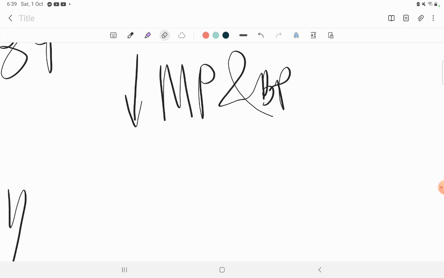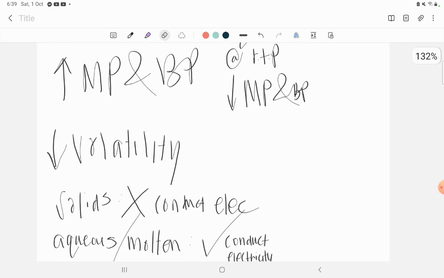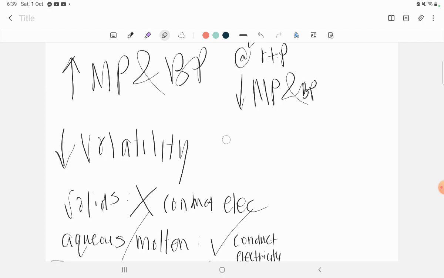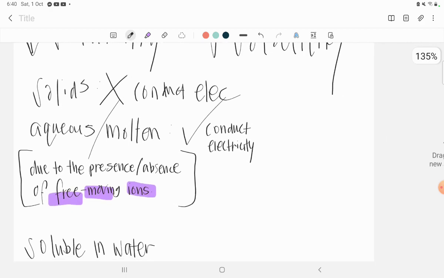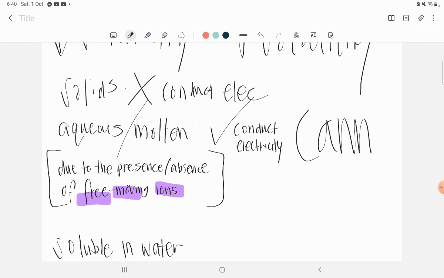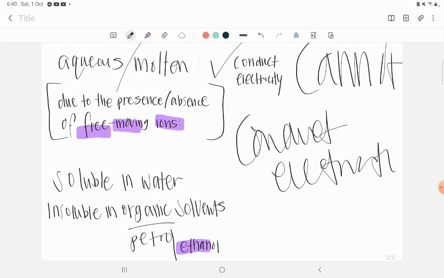Okay, volatility. Since again it's the opposite of ionic, and since it has a low melting point, it is very volatile. Okay, electrical conductivity, cannot conduct electricity at all. Whether it's aqueous, solid, molten, or gaseous, it cannot conduct electricity. Never ever.